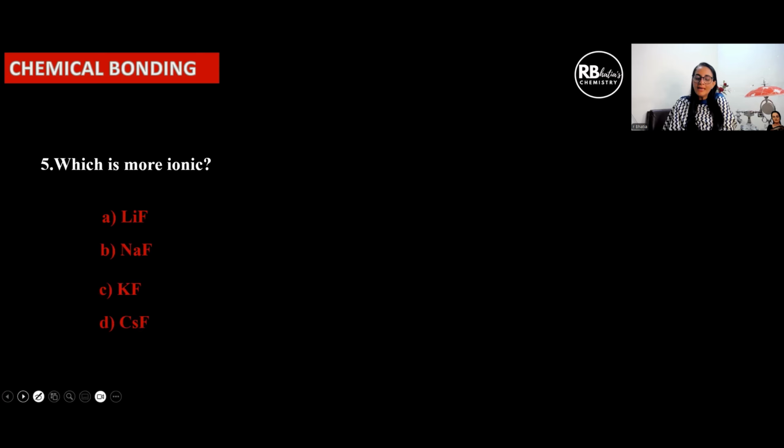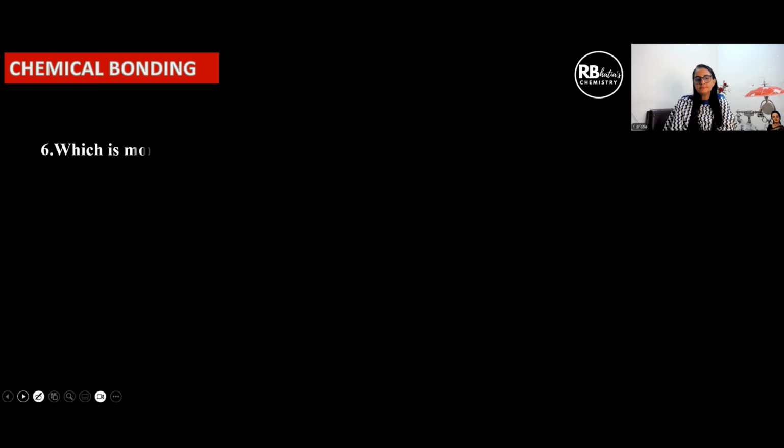Now this time anion is same, cation is different, and a smaller cation is more covalent. So larger cation is most ionic. This time cation is same. So smaller anion is more ionic and larger anion is most covalent. I hope the concepts are clear.